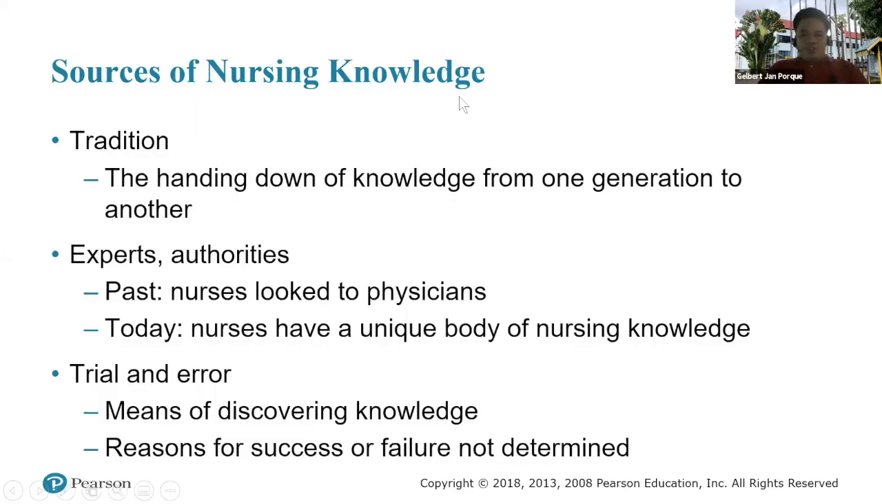Okay, next, sources of nursing knowledge. I was able to touch a little of this. So tradition, when I say tradition, it is the handing down of knowledge from one generation to another. This is not what we advocate for. Next, experts or authorities. In the past, we usually looked at the physicians as authorities. But today, we have a unique body of nursing knowledge. That's why we have our unique set of nursing theories.